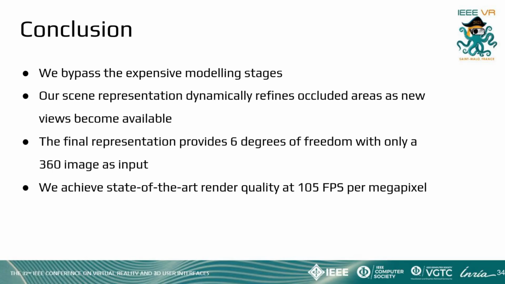In conclusion, with the proposed method, we bypass the expensive modeling stages. Our scene representation dynamically refines occluded areas as new views become available, adding multi-view consistency to the partial scene. The final representation provides 6 degrees of freedom from a single 360 image. And finally, we achieve state-of-the-art in image quality and perceptual video quality at 100 FPS per megapixel. We believe this is the first step to upgrade 360 images to 6 degrees of freedom experiences at VR rates.